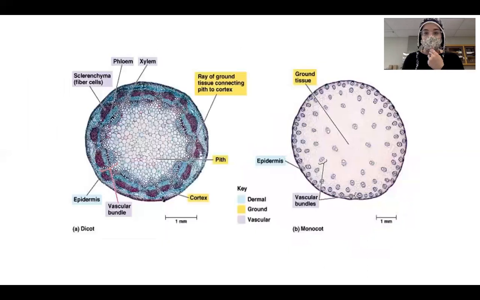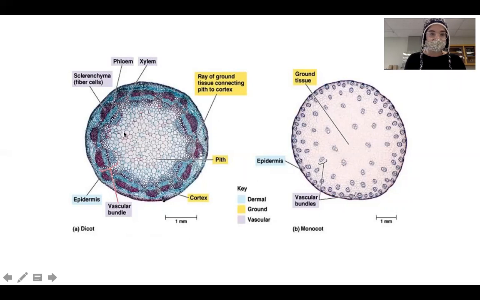In this next picture, it's more zoomed out to look at the differences in the dermal, ground, and vascular tissue. Again, the vascular tissue is the phloem and the xylem. The phloem and the xylem will form vascular bundles in dicots and in monocots. They're just arranged differently. Yellow is our ground tissue, and then our dermal tissue, which again is our epidermis, is around the edge.